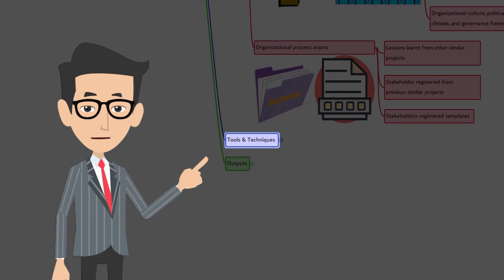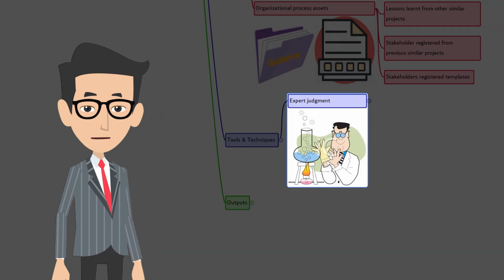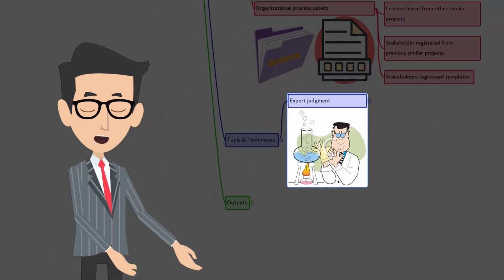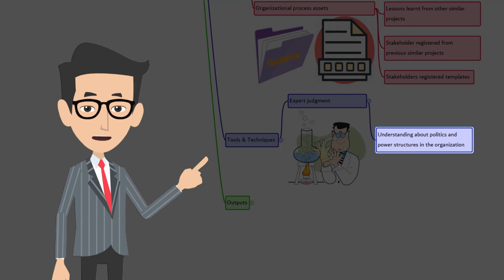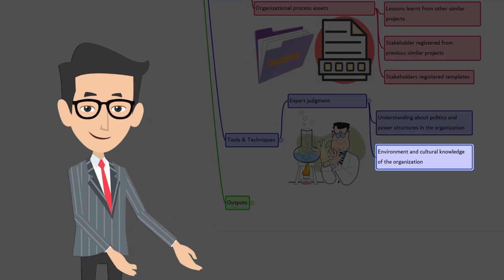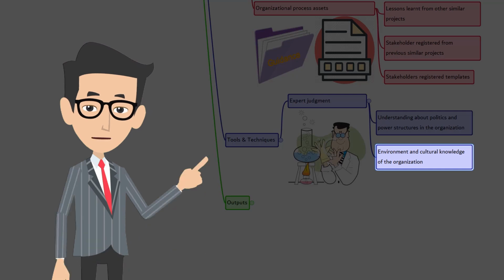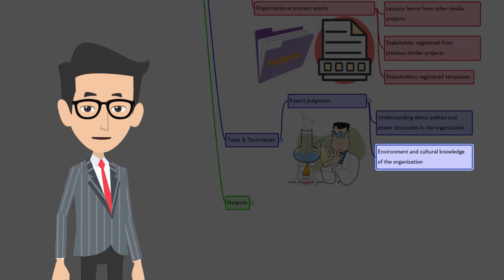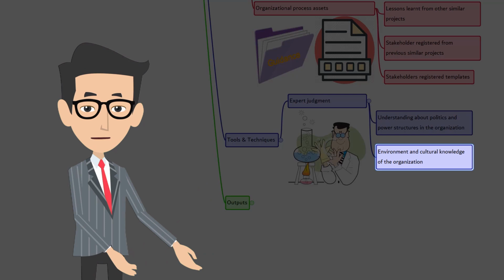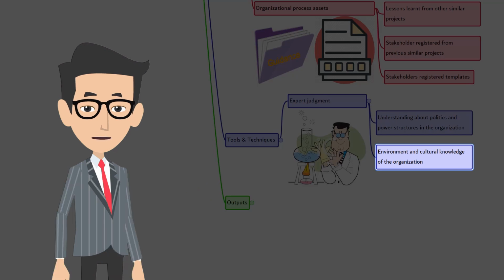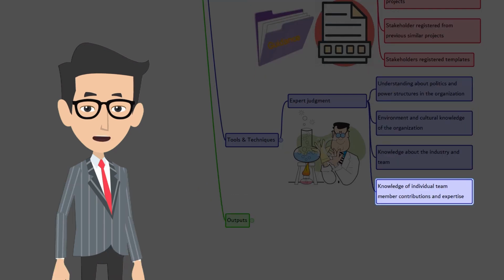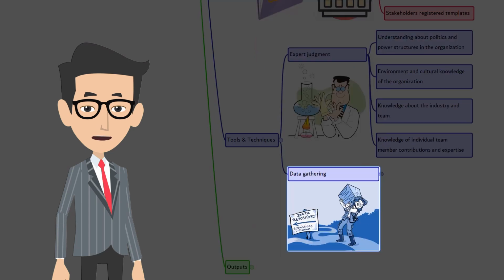Now, tools and techniques. Expert judgment. For this process, you need SMEs who have a good understanding about the policies and power structure in the organization, knowledge of the environment and culture of the organization and other affected organizations, including customer and the wider environment, knowledge about the industry or type of project deliverable, knowledge of individual team members' contribution and expertise.